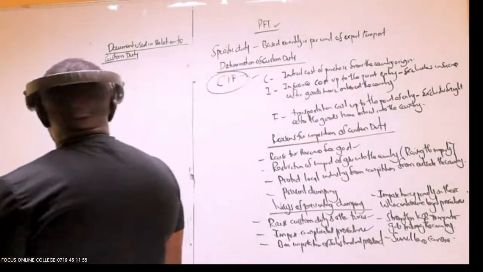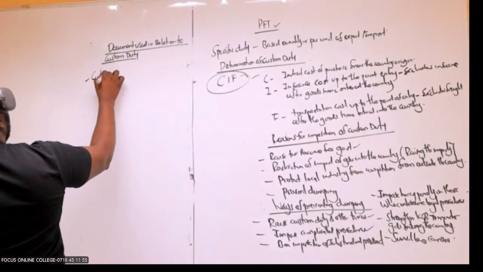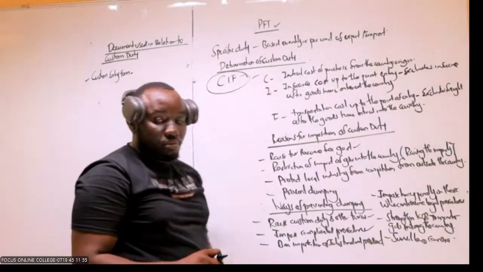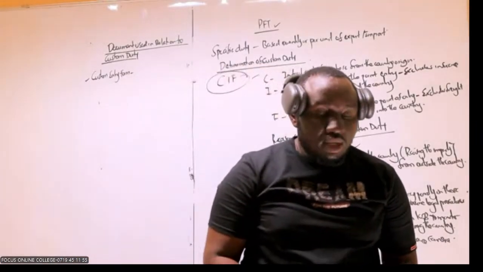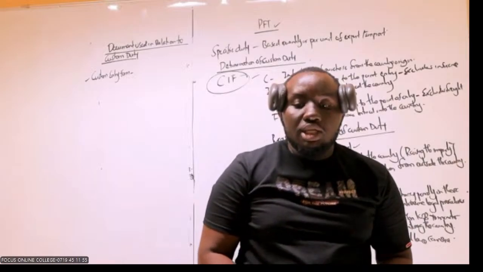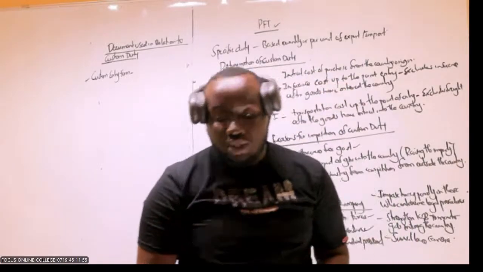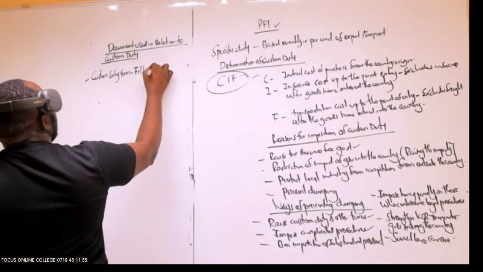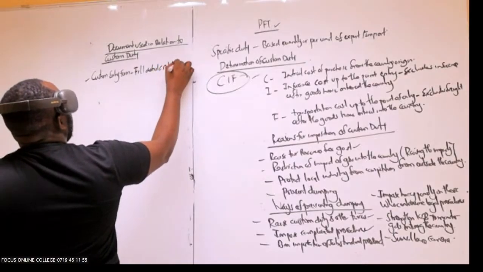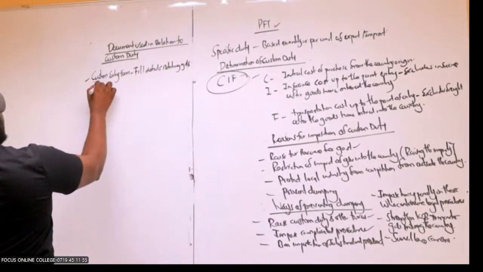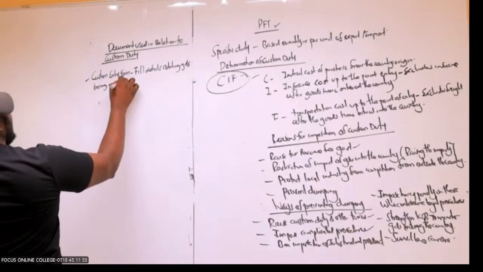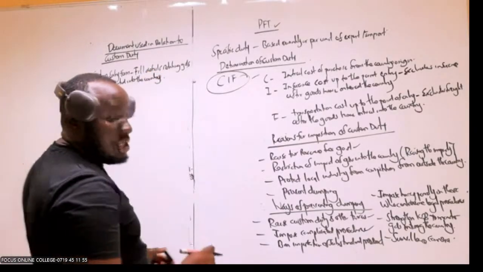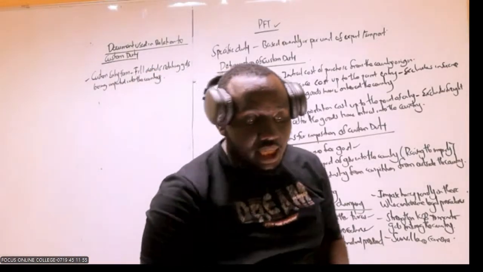Number one is the custom entry form. When we talk about the custom entry form, it is used to fill in details relating to goods being imported into the country. To fill in details on goods that are basically being imported into the country.